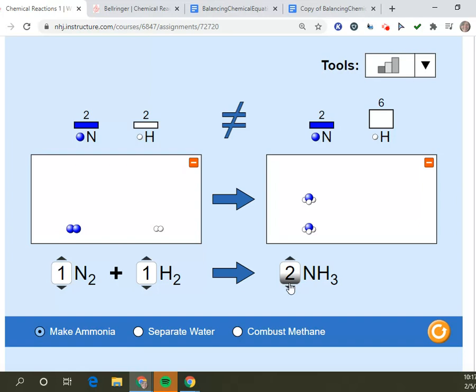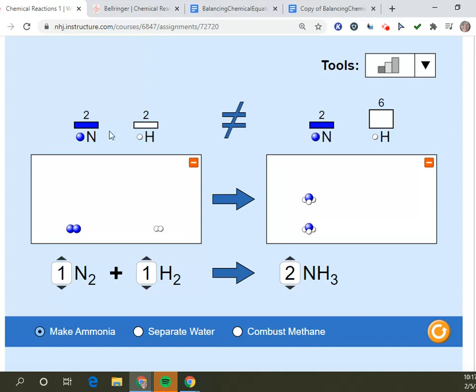So now I have increased my coefficient to 2 on the ammonia that I'm creating. I have 2 of the blue spheres and 2 of the blue spheres. I have 2 on each side. 2 atoms of nitrogen in the reactants right here, and 2 atoms of nitrogen in the products over here.